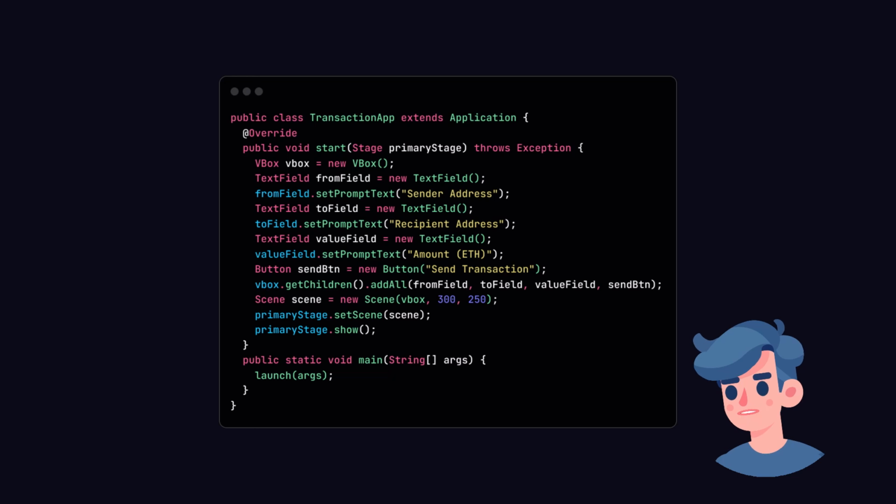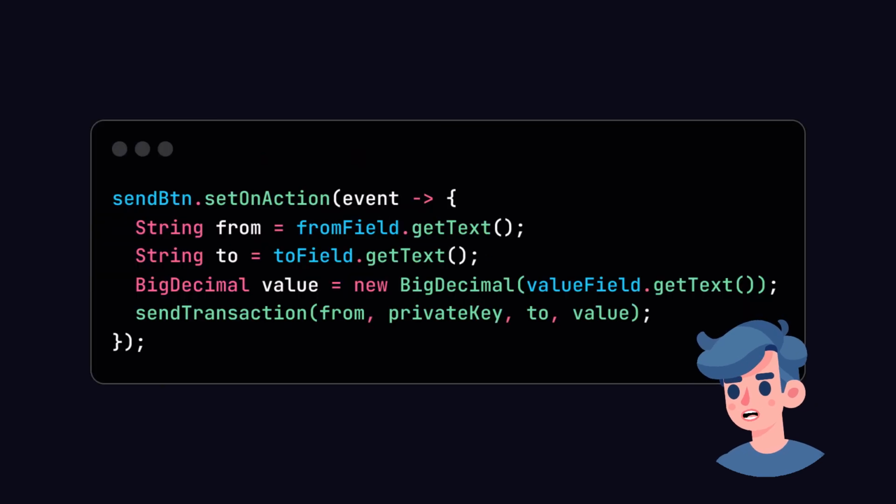The UI will allow users to input the transaction details, such as sender address, recipient address, and the amount to send. In the transaction app class, we create a simple JavaFX GUI with text fields for the sender, recipient, and amount, along with a button to send the transaction.